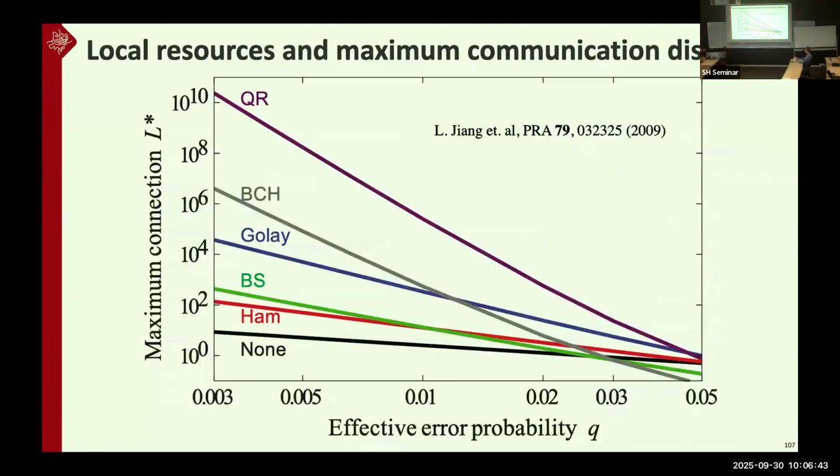So just plotting this a different way, okay? What happens with the error probability Q, versus this maximum distance? So going from 0.3% to 5%. You can see what's happening to the different codes. And the performance drops remarkably fast with the error rate. So the quantum Reed-Solomon code goes from 10 to the 10 and triple its error rate, and I've lost 6 orders of magnitude in terms of the distance.